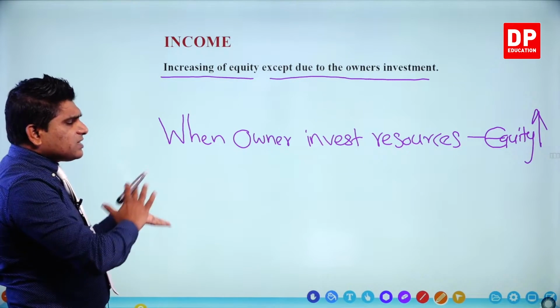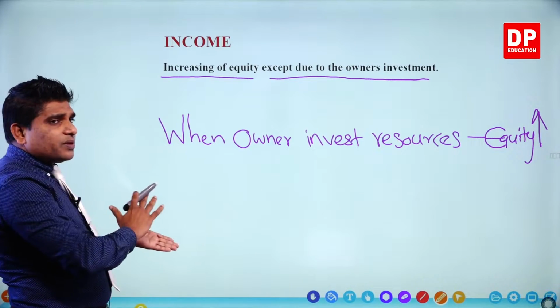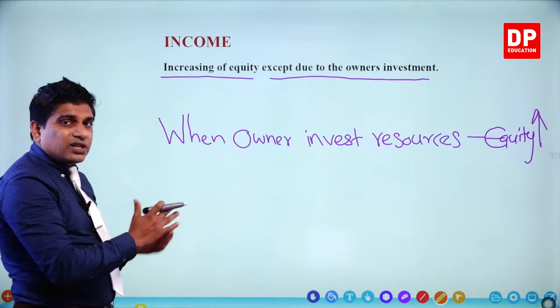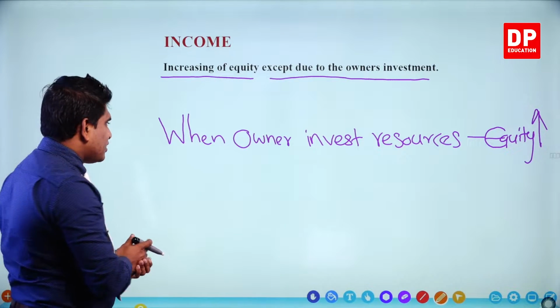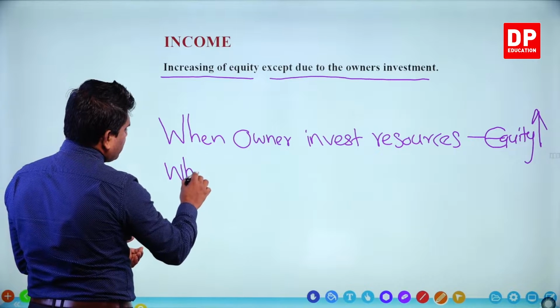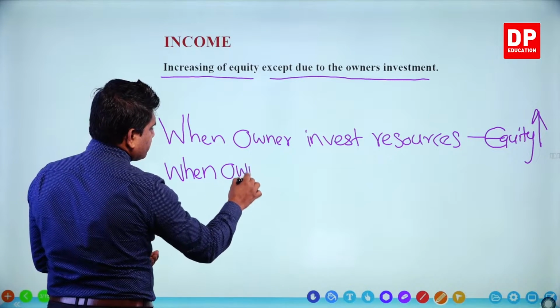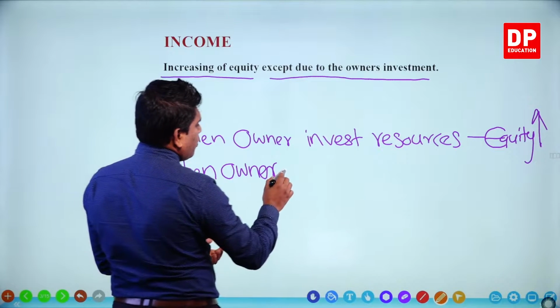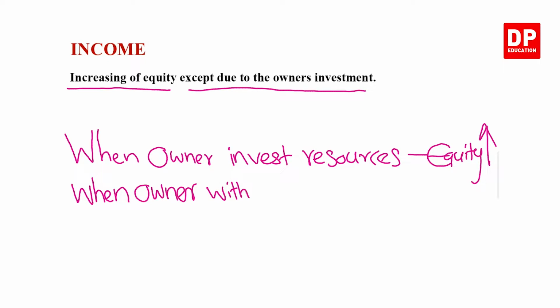But the opposite thing is this. When owner withdraws resources from the business, not the invest, but withdraw resources, we generally say drawings, no? Drawings, right? When owner withdraws resources, equity, what happened? The same thing, equity decreases. If arrow keys goes down, means decreases. When arrow keys goes up, equity increases, right?